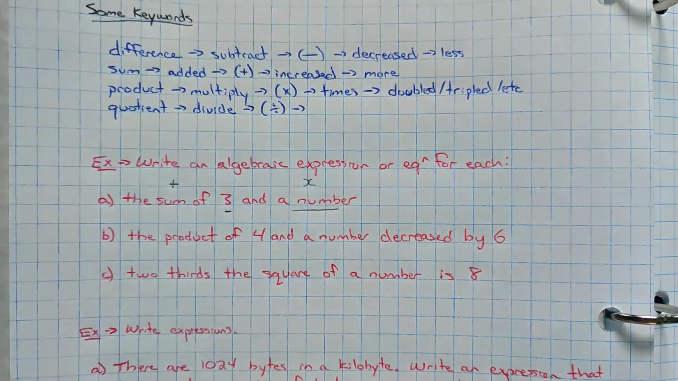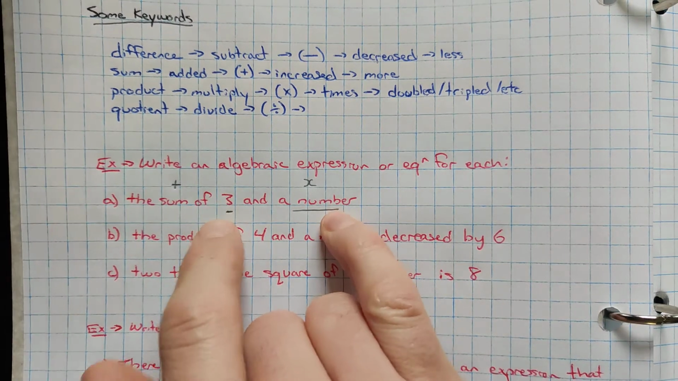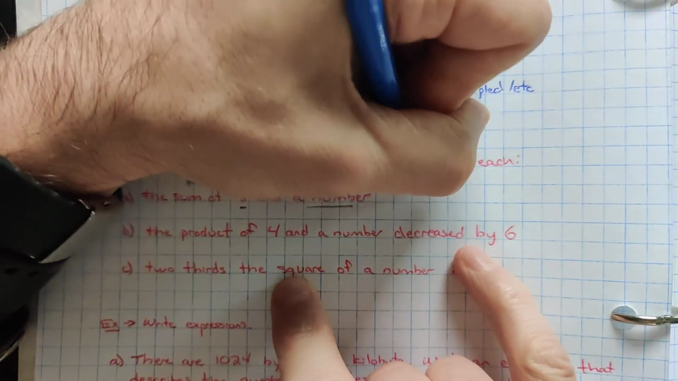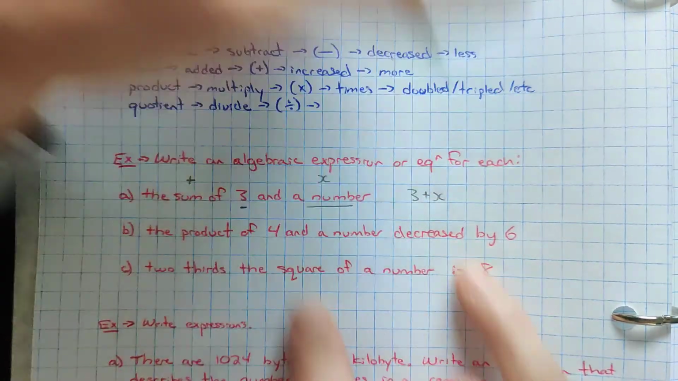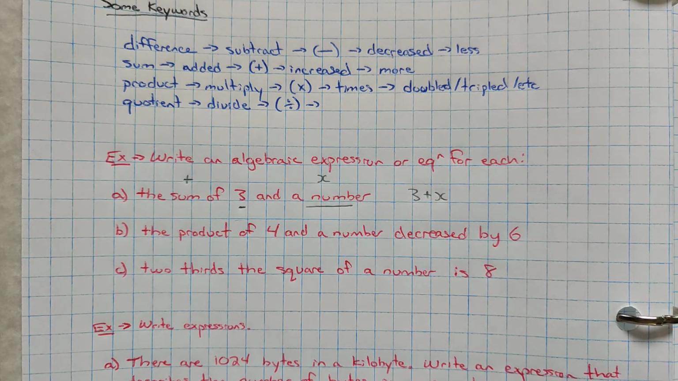I like to use x. You could use n, w, p, q. You can use a smiley face if you want. So we want to sum these two values. So that's going to be 3 plus x, or x plus 3. Perfectly fine to write it that way as well.